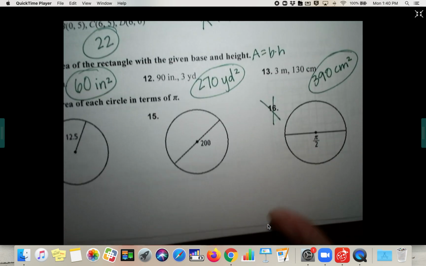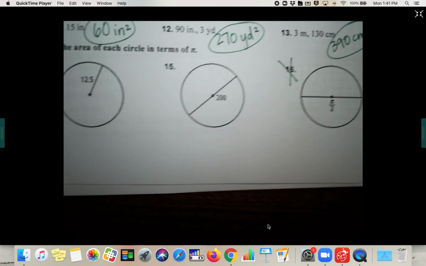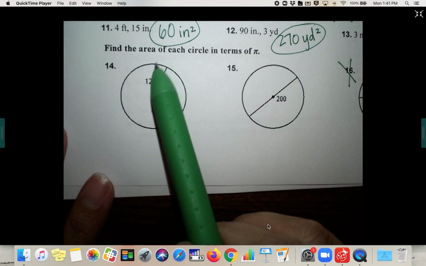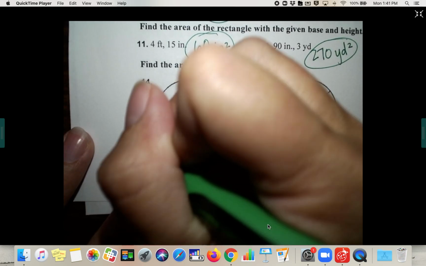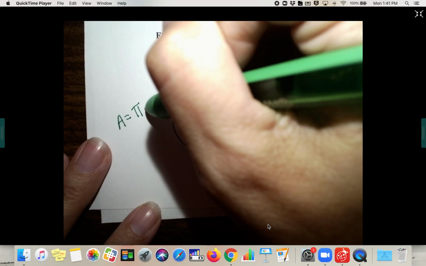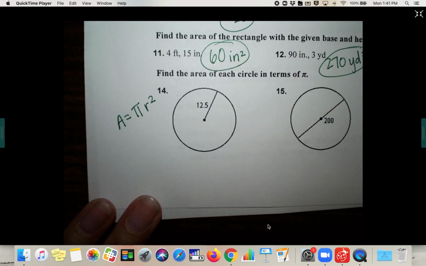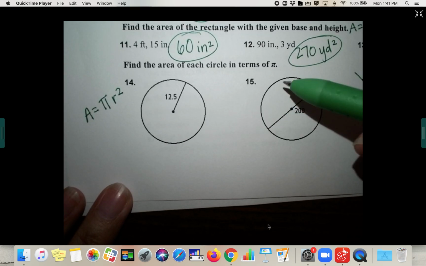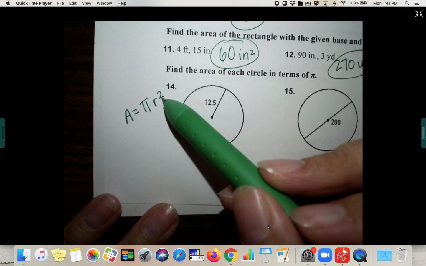All right, and then on the 3 circles at the bottom, we're not going to mess with this one because it already has it in terms of pi, but 14 and 15, the area of a circle, let me remind you that the formula for area of a circle is pi times radius squared. So this time we actually need the radius. That's going to be a problem when we get to 15, but we'll just take it in half. We are going to always do order of operations. So be sure you're squaring it first.